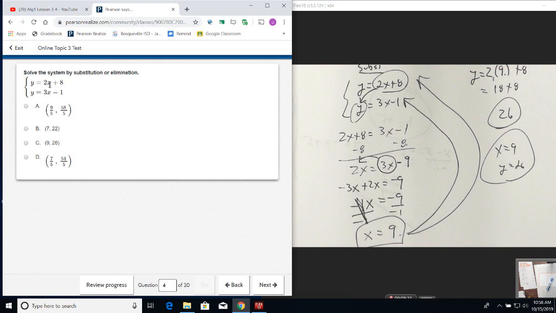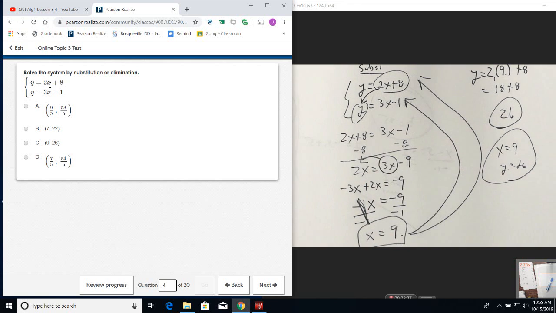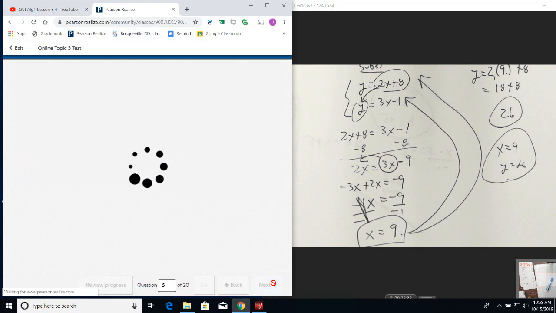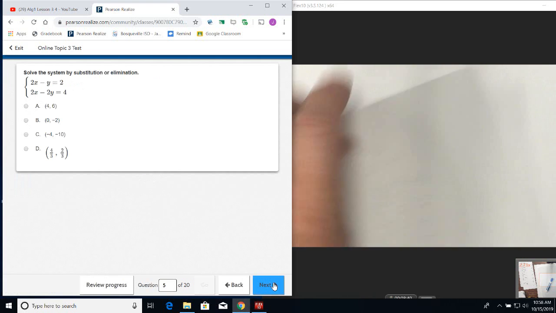Now you could have solved that by row reduced echelon form and all that other stuff, but you'd have to put it in standard form. So I figured substitution would be just as easy. Okay? Alright, so that answer choice should be C. Everybody get C? Alright, let's go to 5 then.